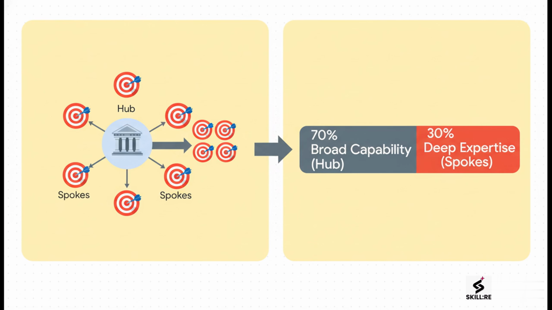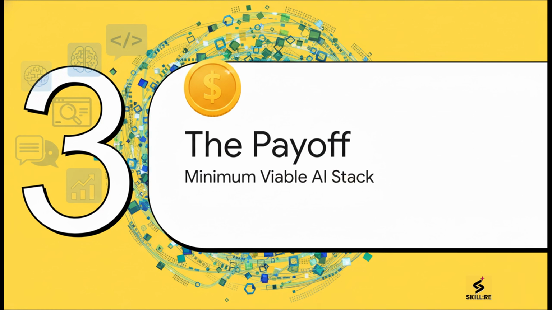All right, so theory is great, but let's make this tangible. What does this hub and spoke model actually look like in practice? And, the most important question, what's the return on investment? It's time to build what we call your minimum viable AI stack.